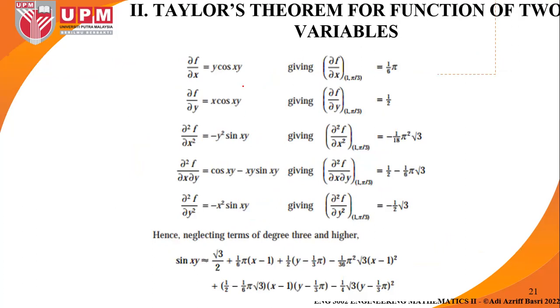In this case, we do it one by one. For example, partial derivative with respect to x equals y cos xy. Your main function is f(x, y) equals sine xy. So we partially differentiate in terms of x. It will be cos xy, times the differentiation of the inside, which is y. So this is the first one. And we know the partial f over partial x at a is 1, b is pi over 3, so you will get the main answer here.